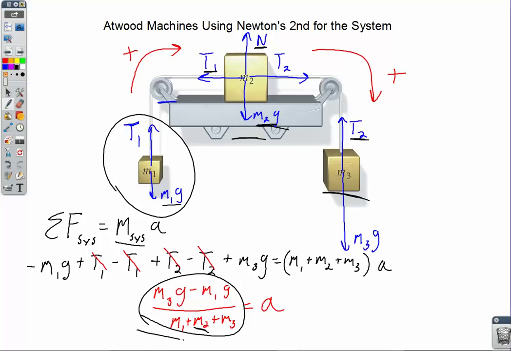Just be careful, because when we start to talk about pulleys that do have mass, then it's not same rope, same tension anymore. We cannot cancel out the tensions in that case. But that's for another time.